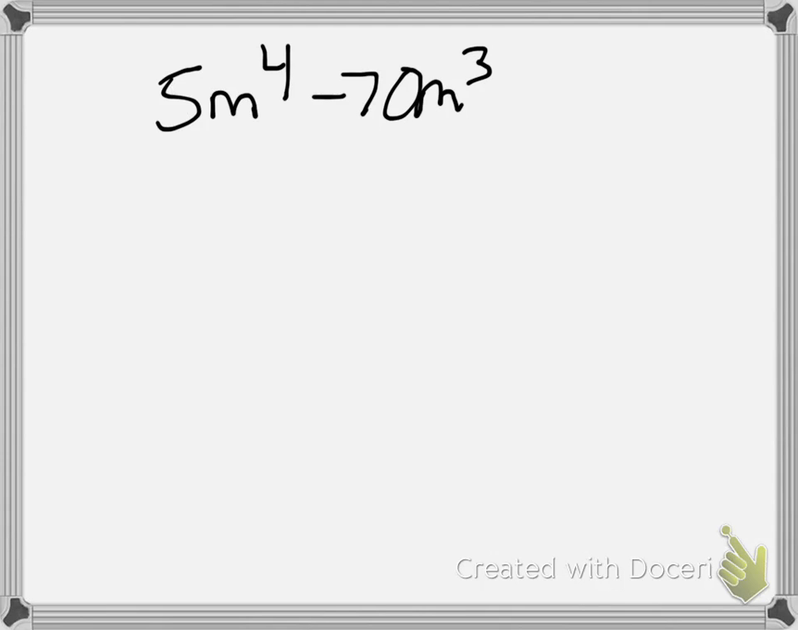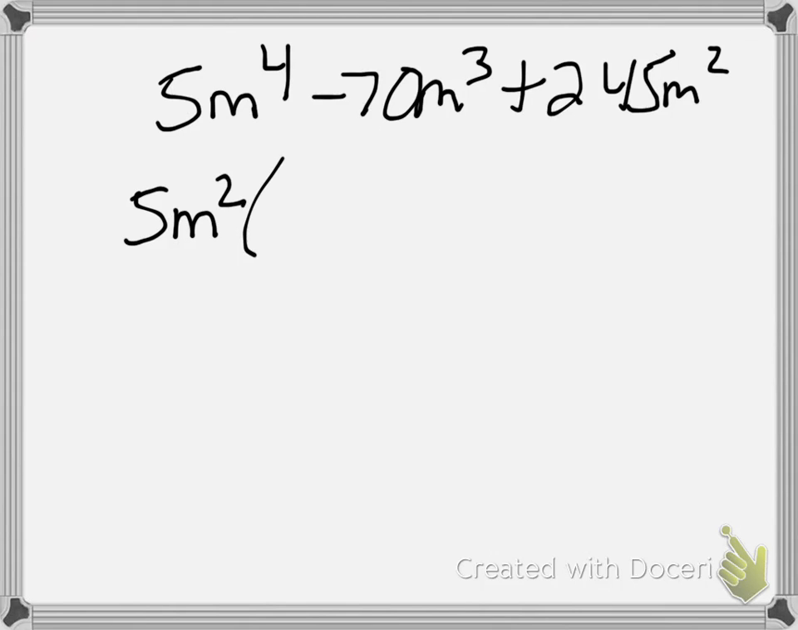Alright, so I'll do 14 with you as well. That one was 5m to the 4th minus 70m to the 3rd, sorry, sloppy writing, plus 245m squared. Okay, so we definitely want to pull out some greatest common factors because this is immensely large. So I can see each number is divisible by 5, so we can pull out a 5. And the lowest variable I see is m squared, so I can pull out an m squared.